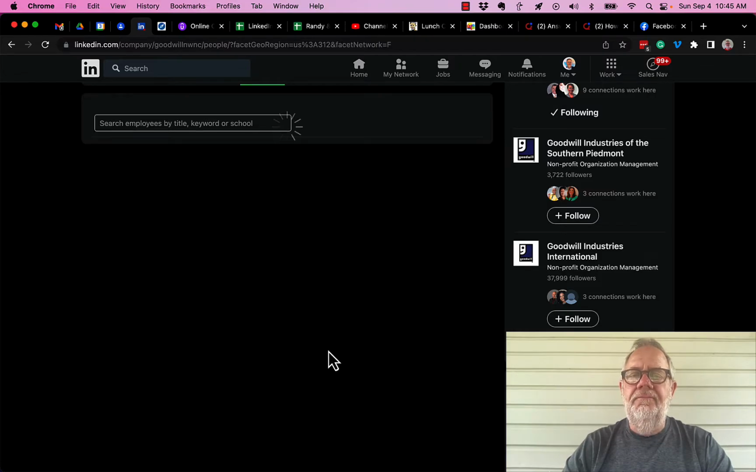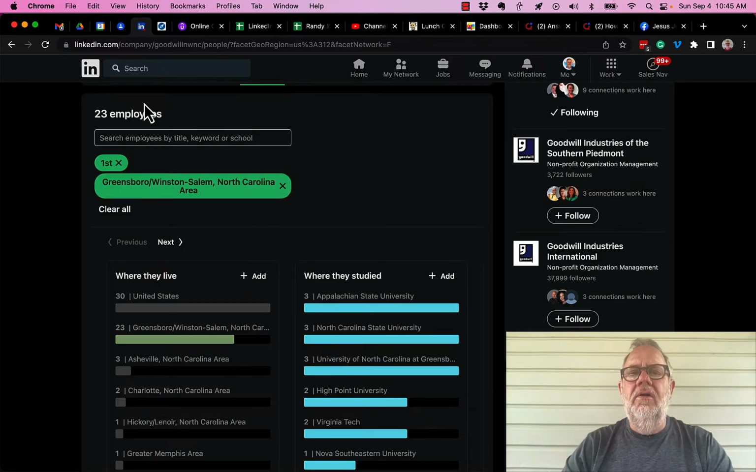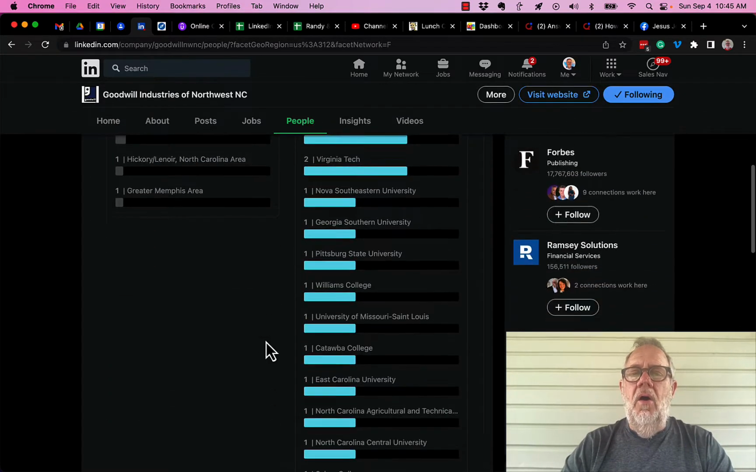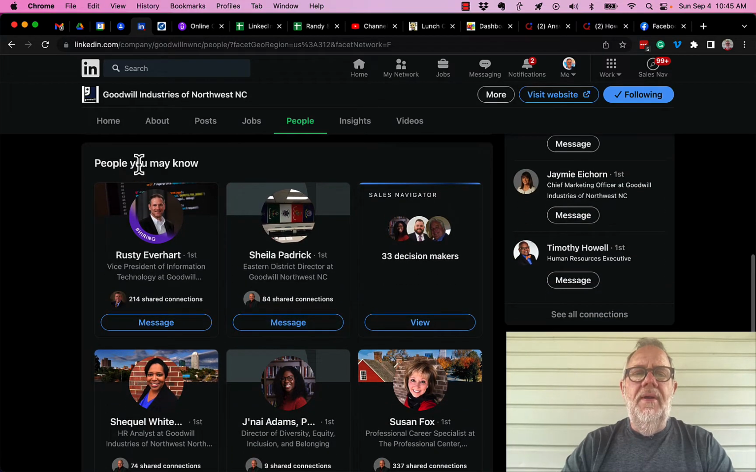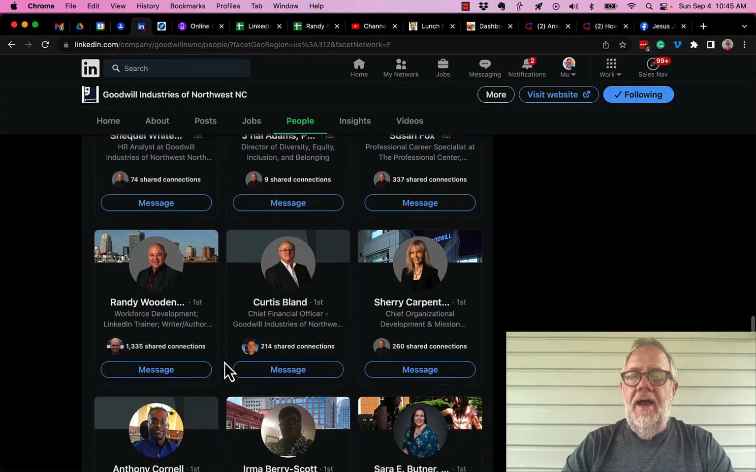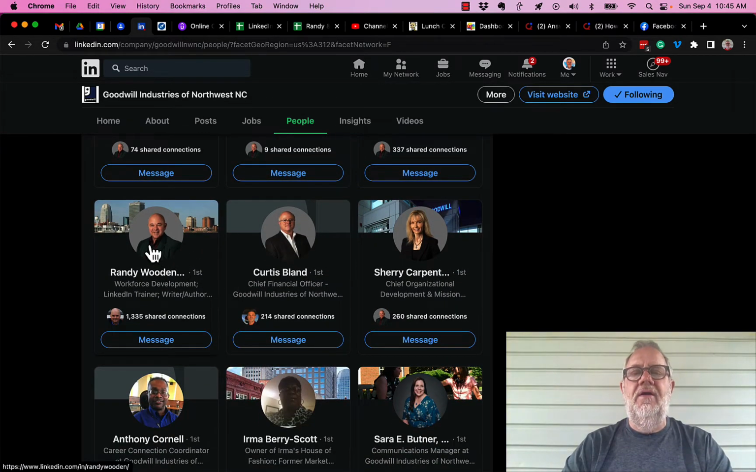I'm first level. So I've taken 283 employees and driven it down to 23. This is easier to search. Now I can come down here below the filters. People you may know, these are those 23 people. And if I remember what Randy looks like, I can scroll through down here and go, boom, there he is right there. So it's another way to find people.